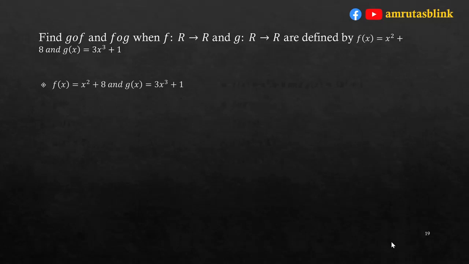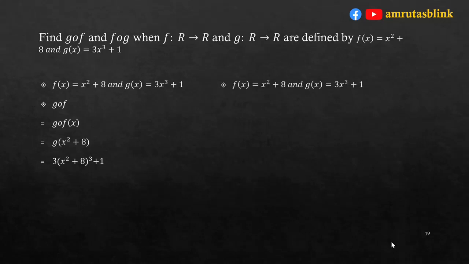Now, initially we will find out g of f, that is g of f of x. So, g of x square plus 8. Now, g of x is equal to 3x cube plus 1. So, we will put x square plus 8 in place of x. So, we have 3 into bracket x square plus 8 bracket cube plus 1. You can further simplify or you can keep it as it is.